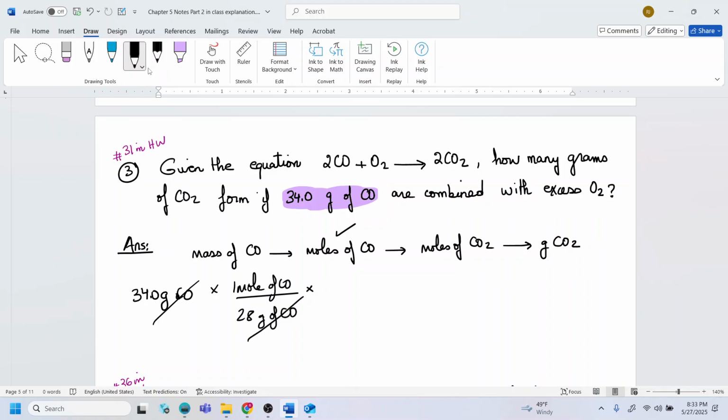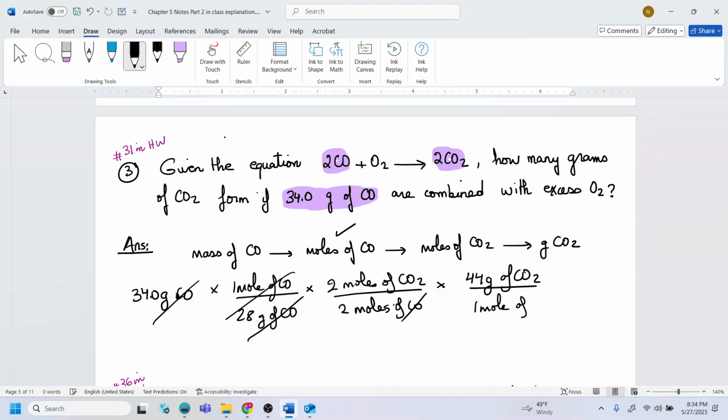by looking at the chemical equation and seeing that for every 2 moles of CO, I am making 2 moles of CO2. I need the CO2 to be in the numerator, and I need the CO to be in the denominator so that I can cancel it out. 2 moles of CO, so I can cancel the CO out, and now I need to change the moles of the CO2 into the mass of CO2. That is 44 grams of CO2, the molecular weight, divided by 1 mole of CO2, and the answer is 53.4 grams of CO2.